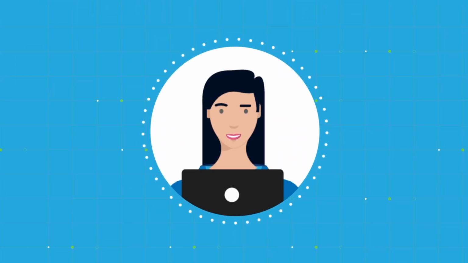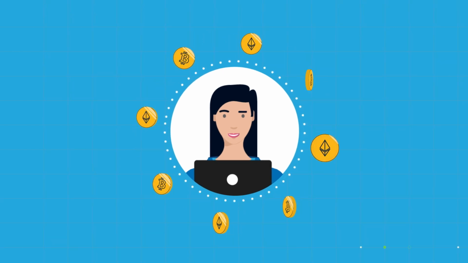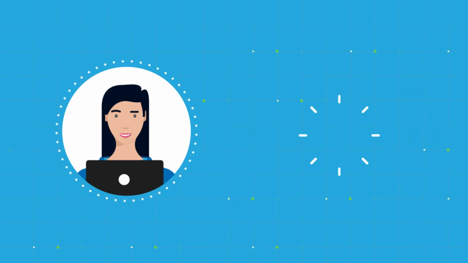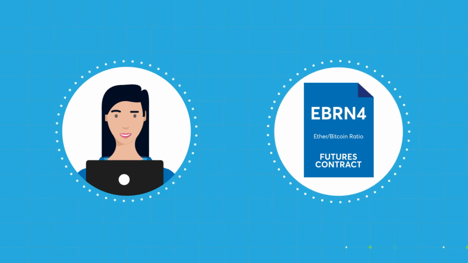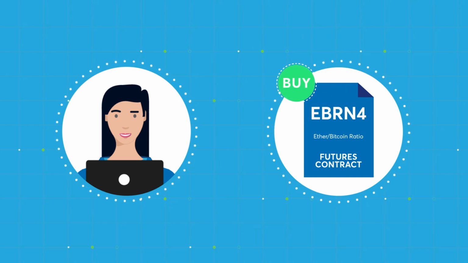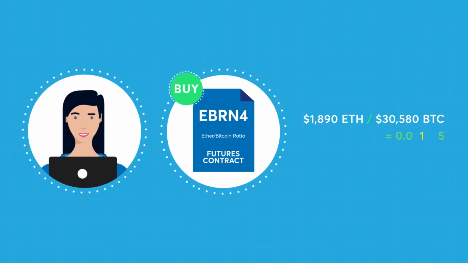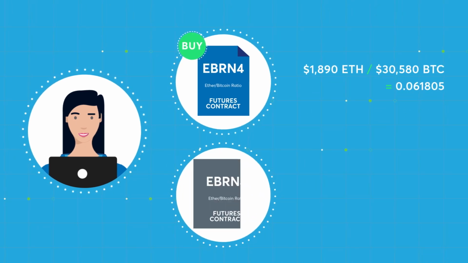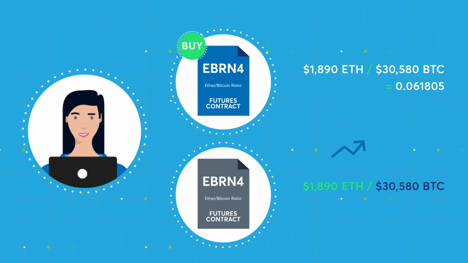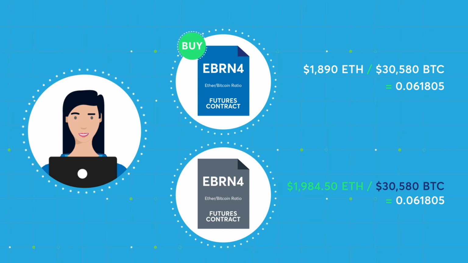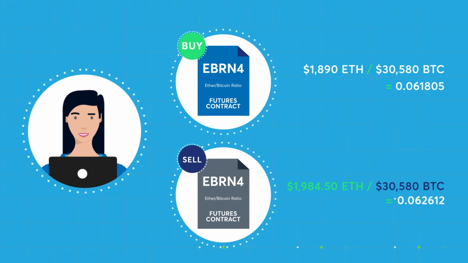Now let's look at an example of how someone might use Ether Bitcoin ratio futures. Say a market participant following cryptocurrency markets believes that the price of Ether will rise more than the price of Bitcoin. To benefit from this potential outperformance of Ether relative to Bitcoin, she decides to buy one Ether Bitcoin ratio futures July 2024 contract at the current price of 0.061805. Later in the day, assume that the price of Ether rose 5% to $1,984.50, while the price of Bitcoin stayed the same. As a result, the ratio increased to 0.064895.